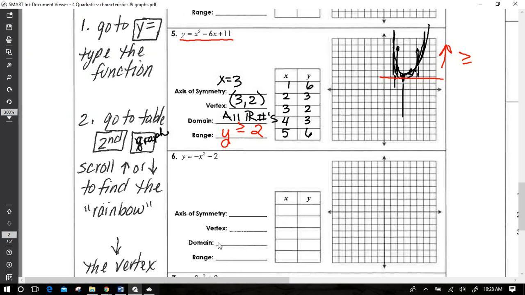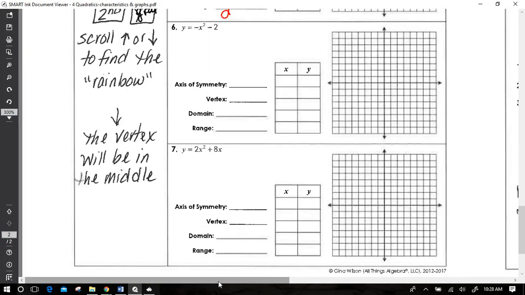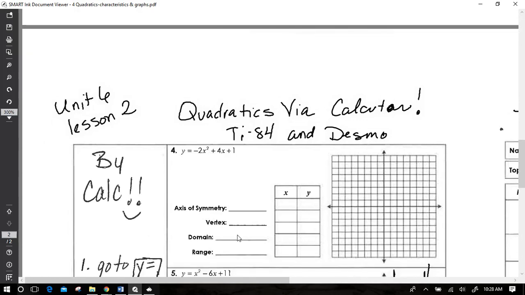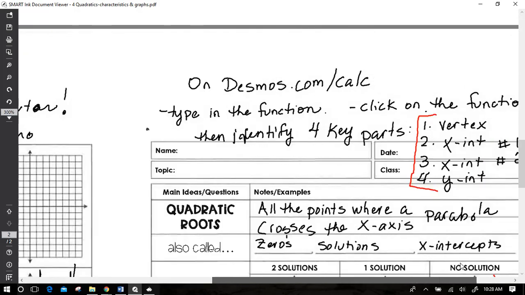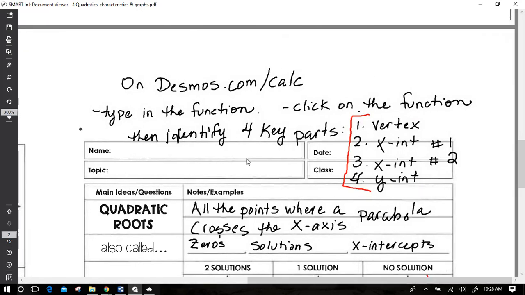Let's skip ahead now to the other part of our notes for today, and that is how to do it on the Desmos calculator. So on the Desmos, we just go to desmos.com/calculator. We're going to type in our function, and then when we click on the function, we're going to be able to identify these 4 parts really easily.